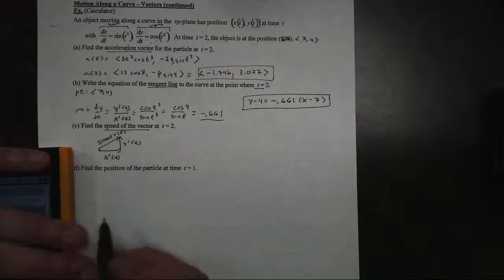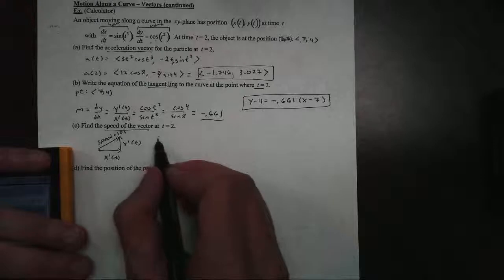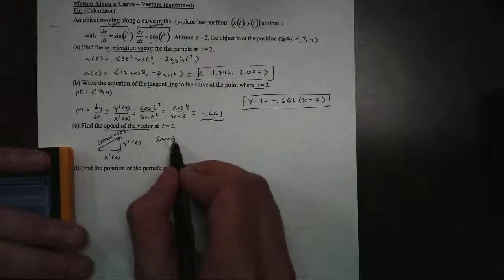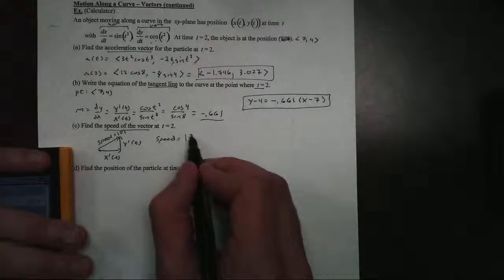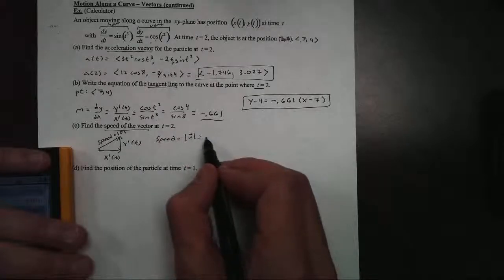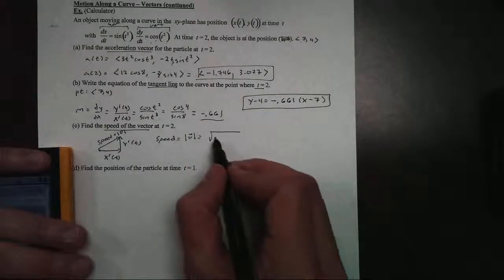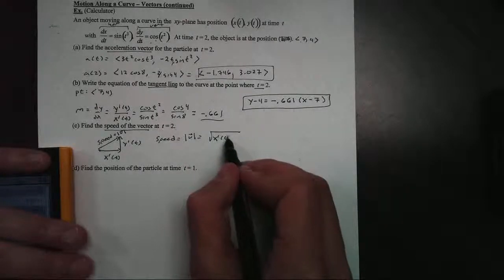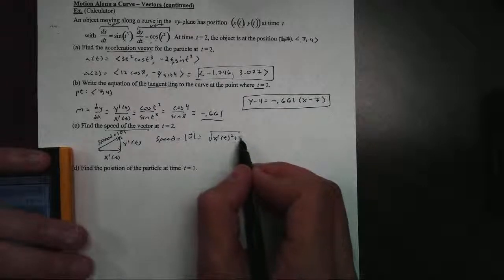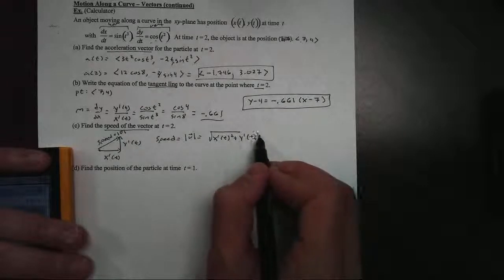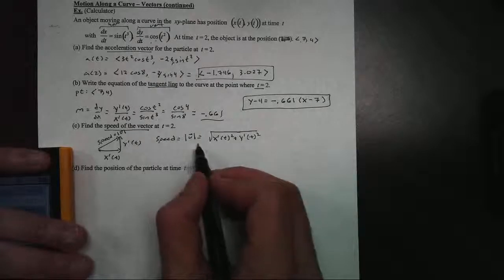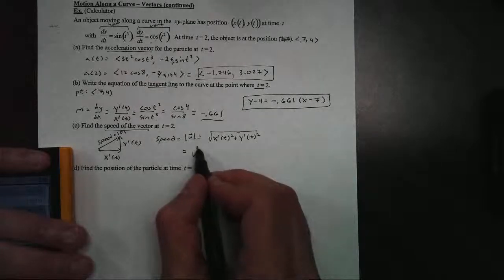That's the magnitude of our velocity. And we should hopefully remember from yesterday, to get the speed, which is the magnitude of our velocity, is nothing more than just the Pythagorean theorem: x prime of t squared plus y prime of t squared. And I can just plug in my numbers.